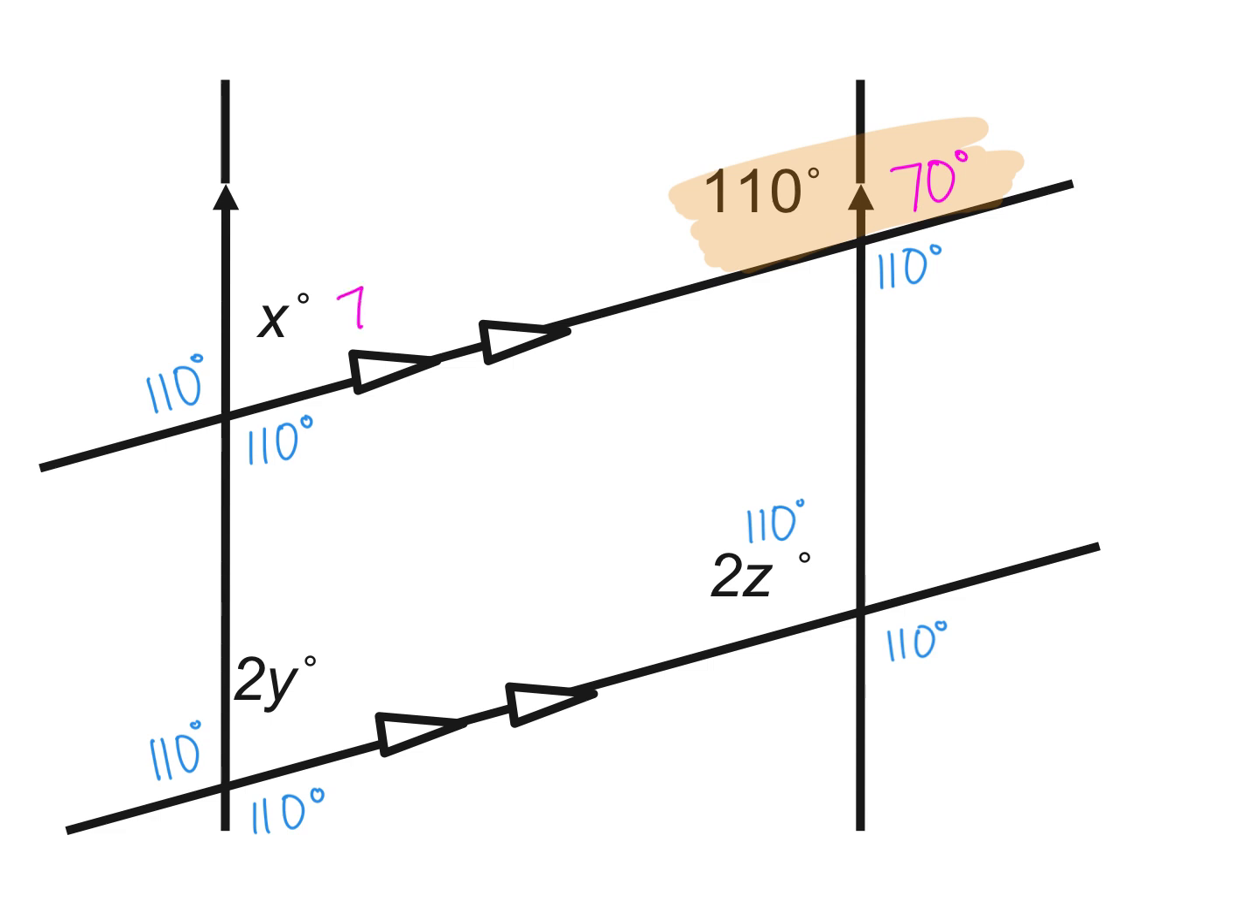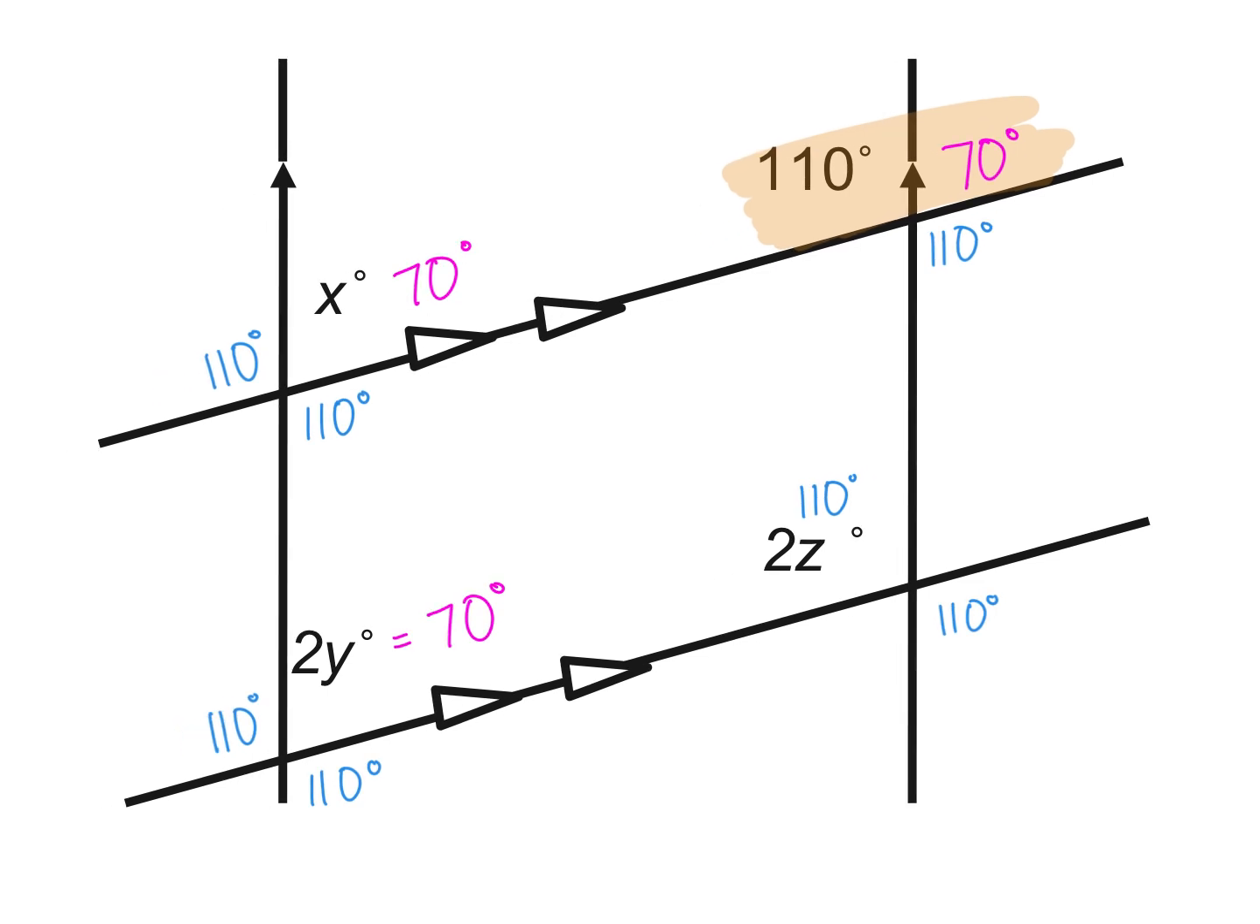X is also going to be 70. Those are corresponding angles. 2y is also going to be 70. Again, those are corresponding angles. What else is going to be 70? Yes, all the vertical angles. So here's 70. Here's 70. Here's 70. And then what else?